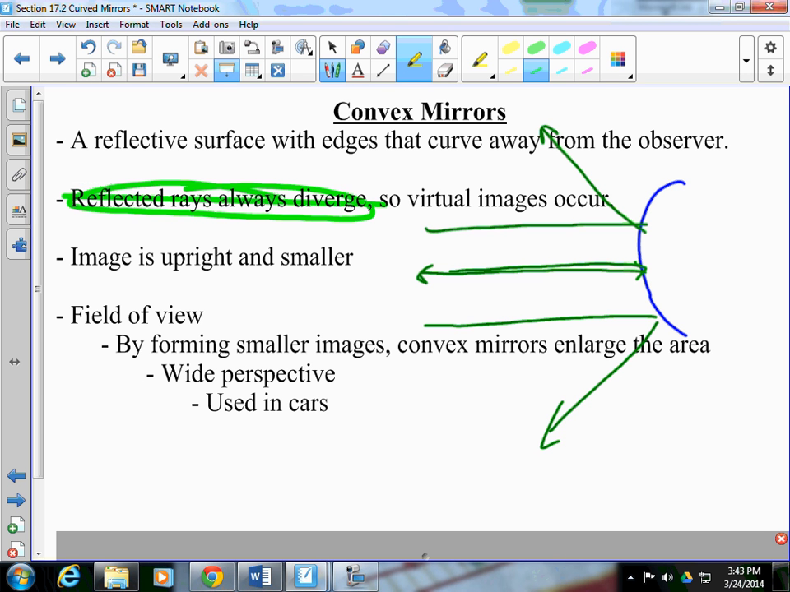Where do we find convex mirrors? Smaller mirrors that give us wide perspective. You might see these in convenience stores or in cars. The reason your passenger or driver's side mirror says objects in this mirror are closer than they appear is because it's a convex mirror. So just a little idea with a convex mirror.